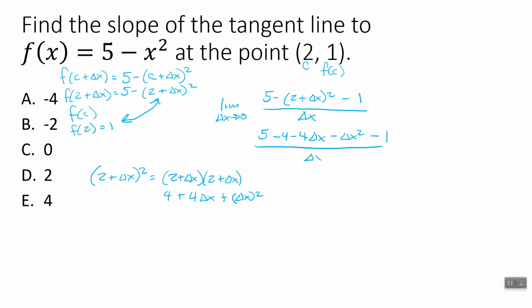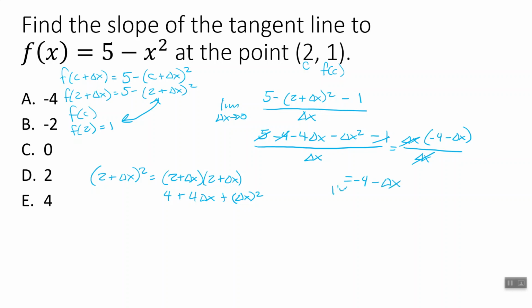On the bottom, we still just have a delta x. Hopefully some stuff on top will cancel. It always does when we're doing derivatives. So we have 5 minus 4 minus another 1. So 5 minus 5 is 0. Everything left now has a delta x, so we go ahead and factor out that delta x. We're left with a negative 4 minus delta x all over delta x. And now these delta x's can cancel. So we're left with negative 4 minus delta x.